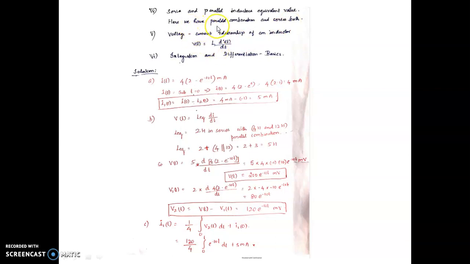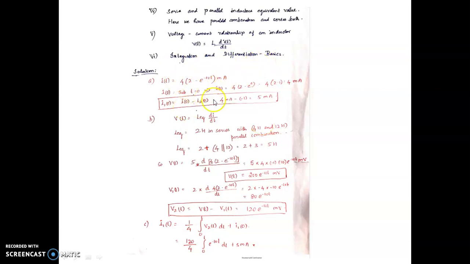Apart from this, we need to know the voltage-current relationship of an inductor, which is V of t equal to L into di by dt. This also should be known, because for solving every problem on an inductor, this is the basics. And at last we need to know integration and differentiation basics. Only with that can we solve the problem.